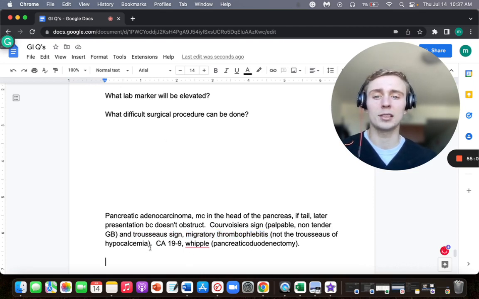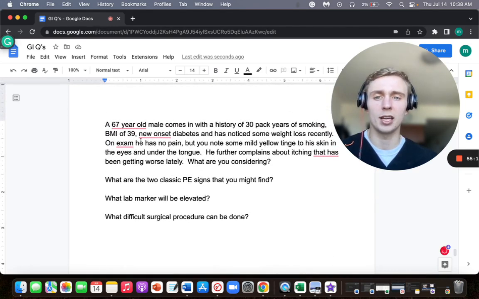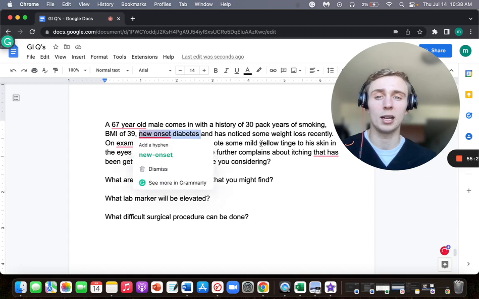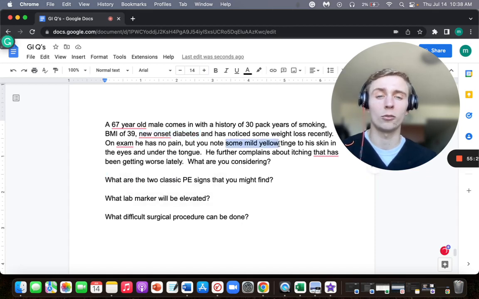What is the lab marker? That's going to be CA19-9, and the Whipple procedure. So the Whipple procedure is a pancreaticoduodenectomy, the surgical procedure for this condition. And again, some of the risk factors in the vignette: older male, history of smoking, weight loss, of course, since he has cancer, new onset diabetes, acute pancreas symptoms, yellow tinge, Courvoisier's sign. This is jaundice, and now itching as well.